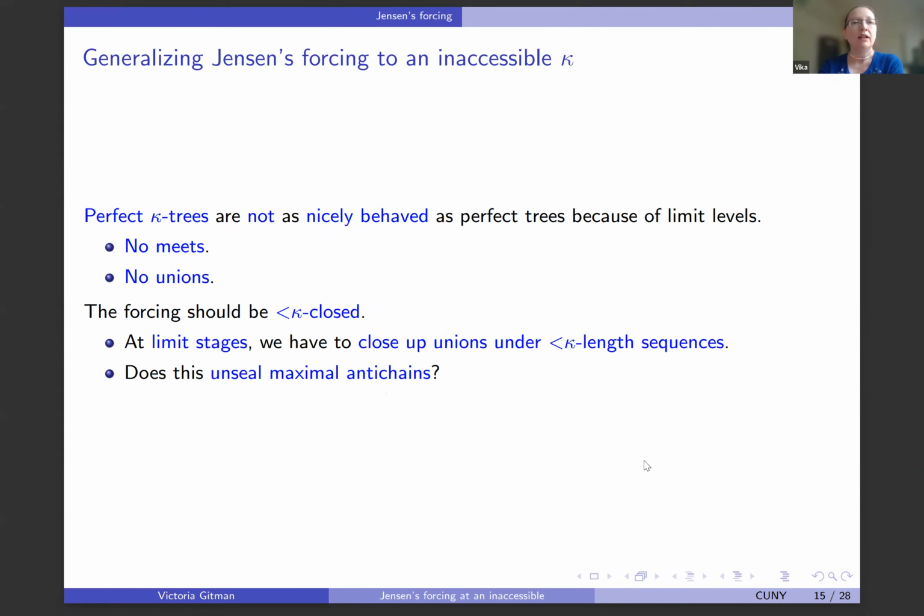Okay, good. So the issues that came up in generalizing Jensen's forcing to an inaccessible kappa were as follows. Here you have to work obviously with perfect kappa trees. And the problem is perfect kappa trees are just not as nicely behaved as perfect trees because of limit levels. This is to be expected. So you don't have meets. You don't have the right closure under union.